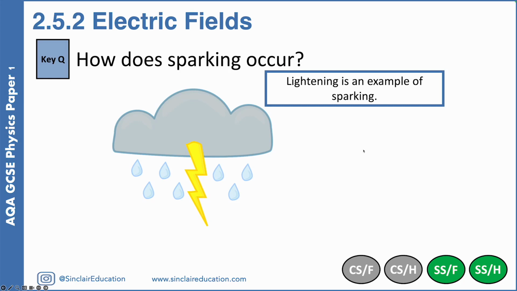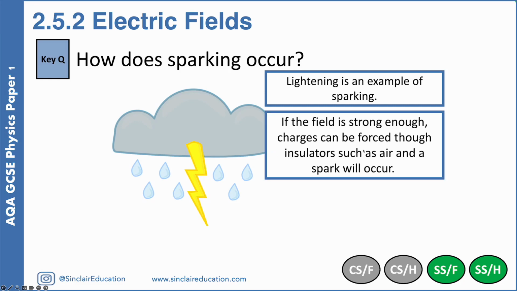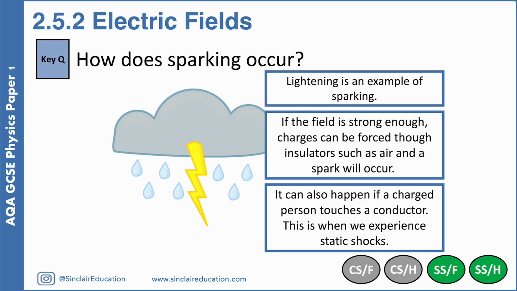Sparking, and lightning is an example of this, can happen when we've got a huge buildup of charge. Now what we can find is that the field becomes strong enough that it can actually force charge through an insulator, causing a spark to occur. Now this can also happen if a charged person touches a conductor, and that's back to what we talked about earlier, that's when we experience a static shock.